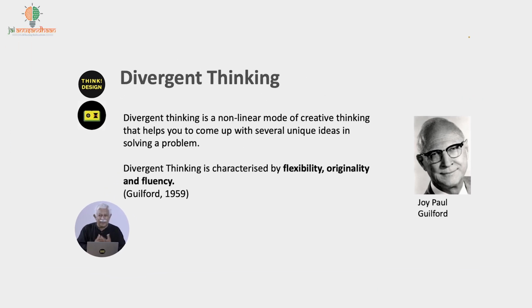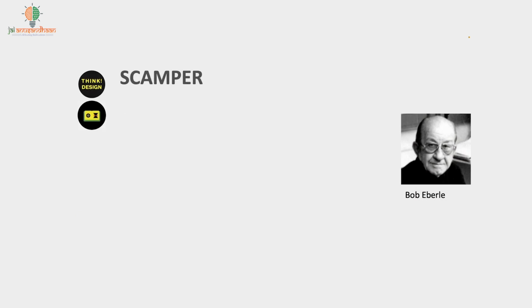Joy Paul Guilford was the one who thought of divergent thinking. Divergent thinking is a non-linear mode of creative thinking that helps you to come out with several unique ideas in solving a problem. It's characterized by flexibility, originality, and fluency. These are the three characteristics of divergent thinking. Let's look at an interesting combination of letters. You can call it SCAMPER.